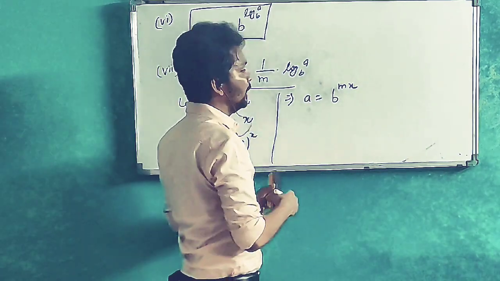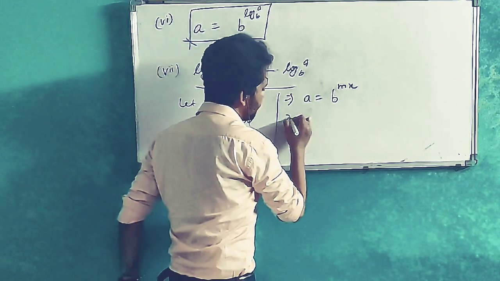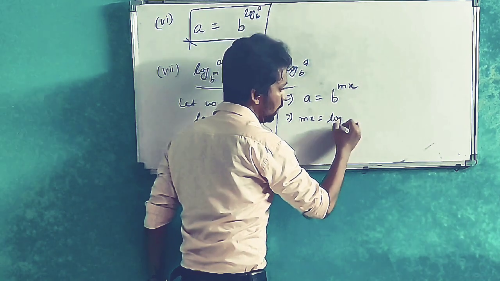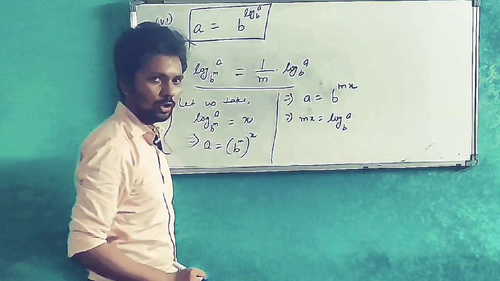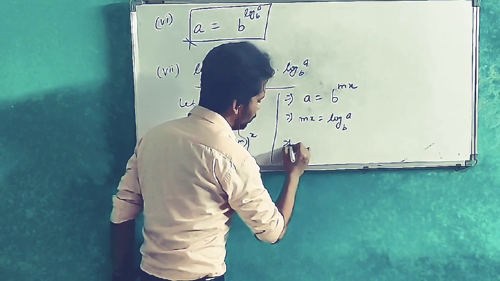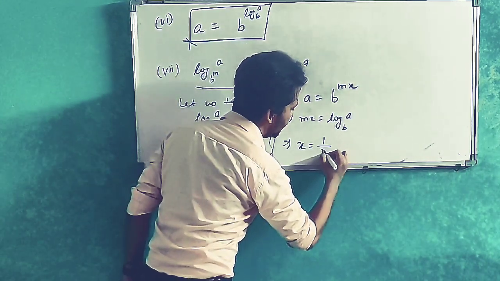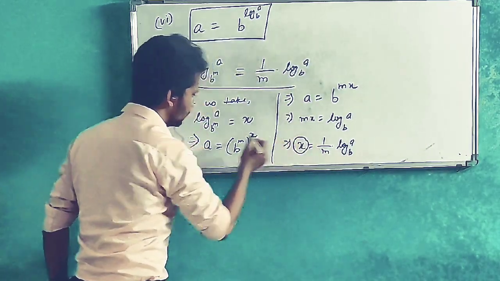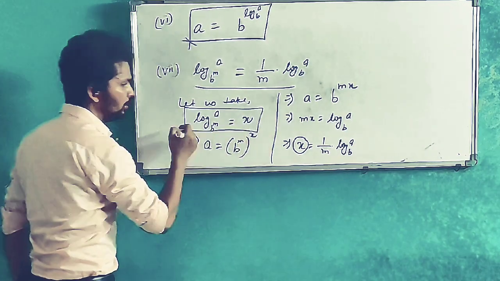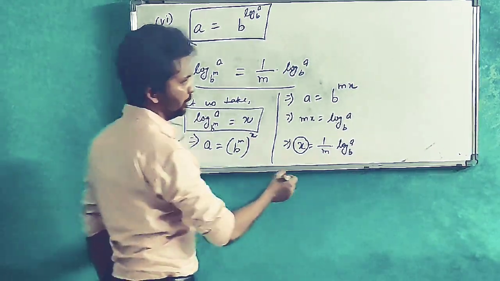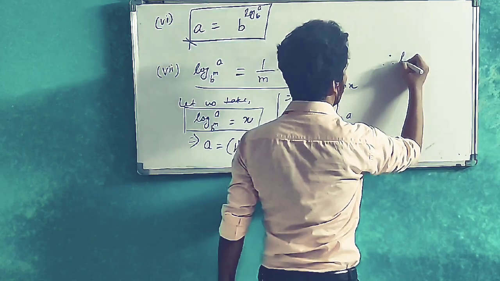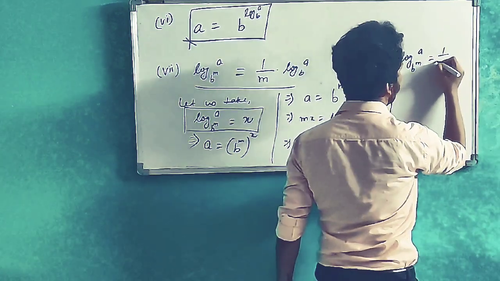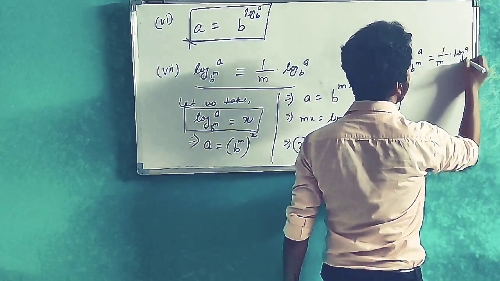Again, using the fundamental property of log, I can write mx is equal to log a base b. Now x can be written as 1 by m log a base b. Now what was x? I assumed x as log a base b raised to m. Therefore, log a base b raised to m is equal to 1 by m log a base b.